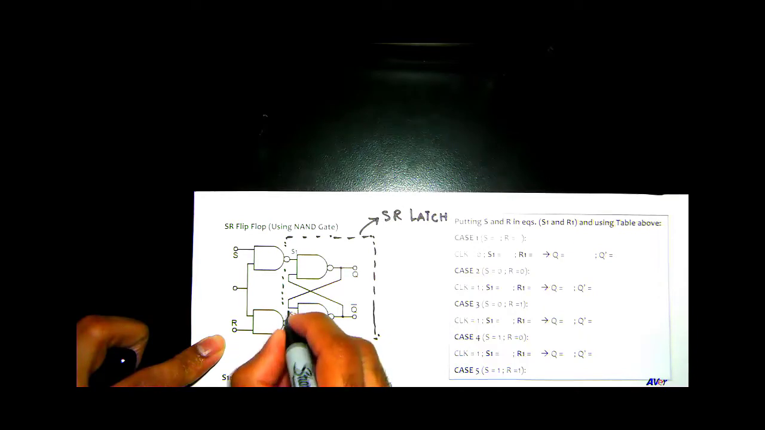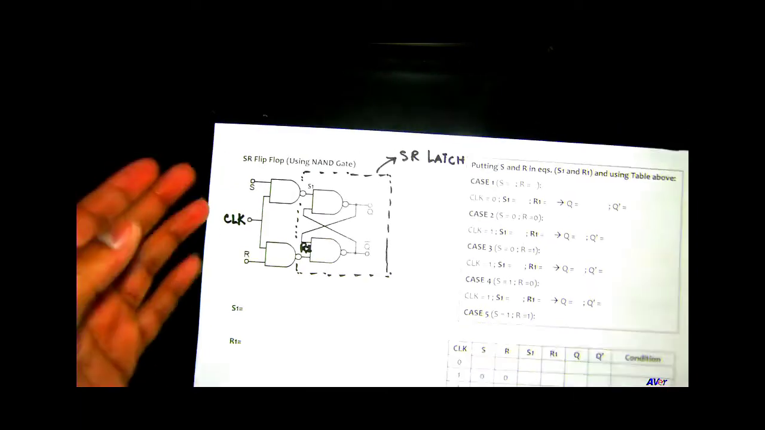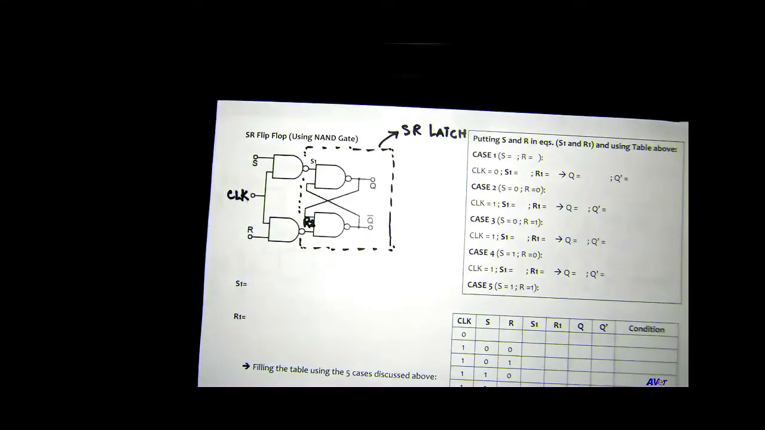This is supposed to be R1. Okay, you've got S1 here, R1 here, and because it's a flip-flop, it needs to be clock triggered, so we have a clock here. Okay, the easiest way to do this would be to actually derive an expression for S1 and R1.